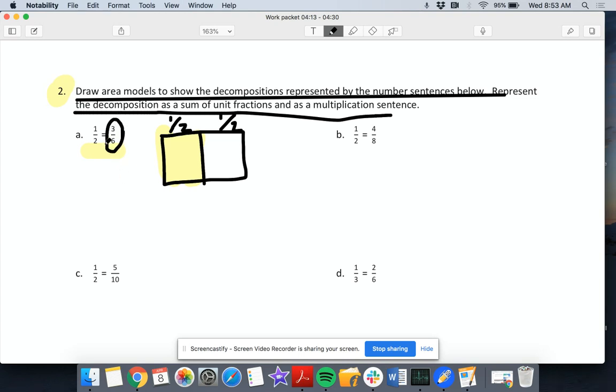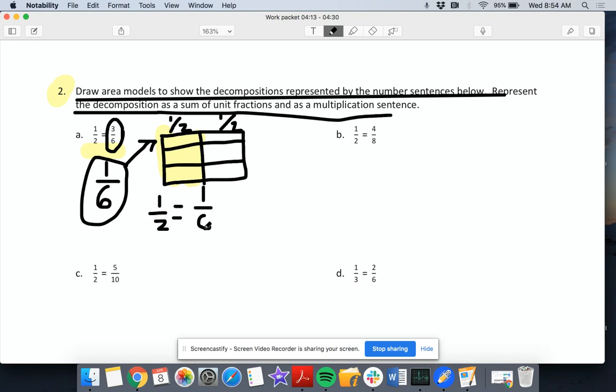How do I know that? Well, my denominator is 6. I know that in total I'm going to need to have 6 boxes. So I'm going to go ahead and draw 2 lines. 1, 2, 3, 4, 5, 6. Now I know each box represents a unit fraction of 1/6. Okay, so we could say 1/2 is equal to 1/6 plus 1/6 plus 1 over 6.